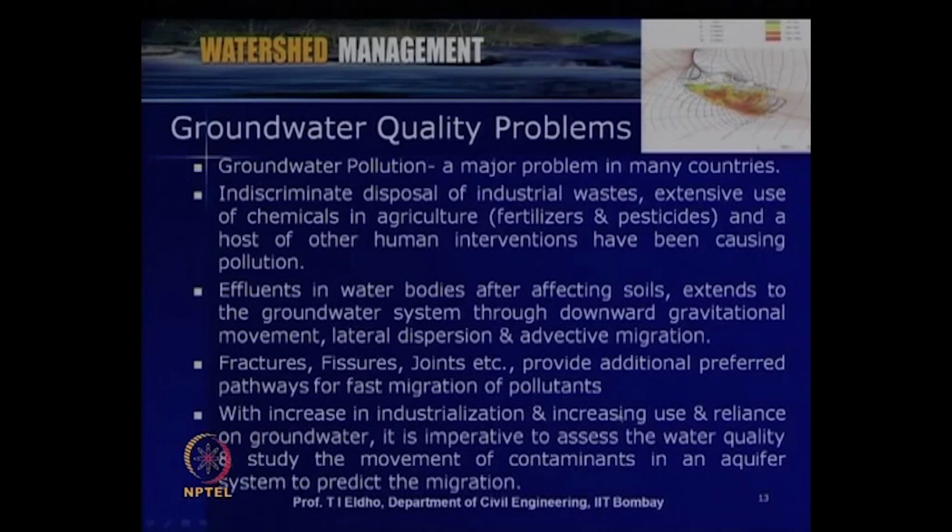So with increasing industrialization and increasing use of and reliance on groundwater, it is very important to assess the water quality and study the movement of contaminants in an aquifer system to predict the migration. It is not only the issue of groundwater quantity, but quality is very important. After identifying that in many locations groundwater is polluted, we now have to understand how the pollution is taking place, to what extent it has taken place, and what kind of remedial activities can be done. That is nowadays a major question.